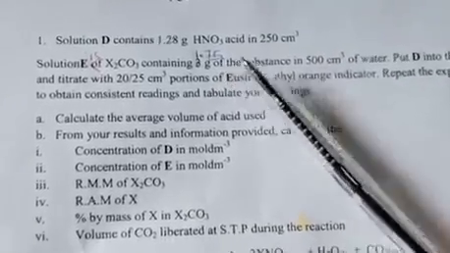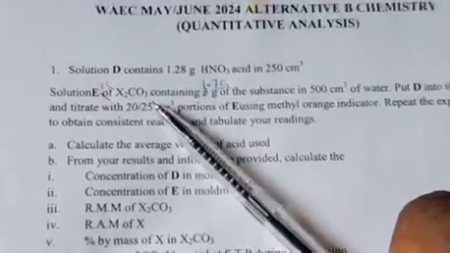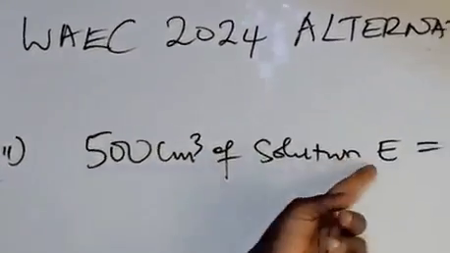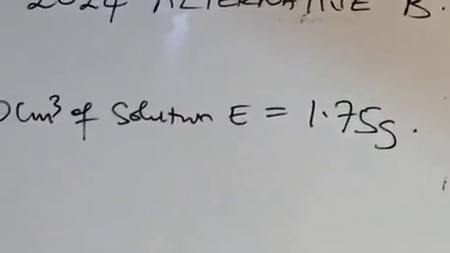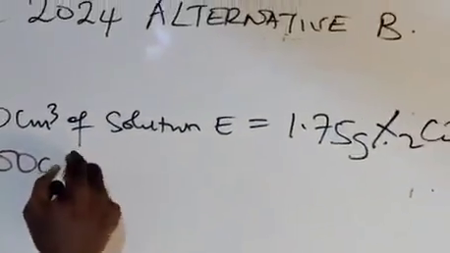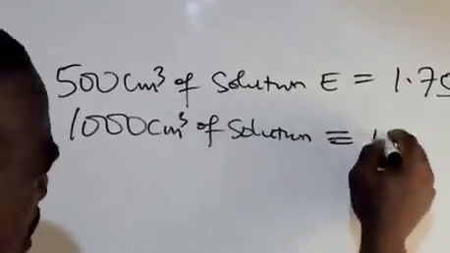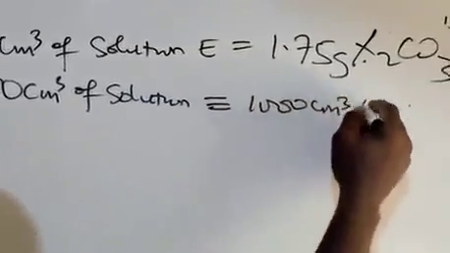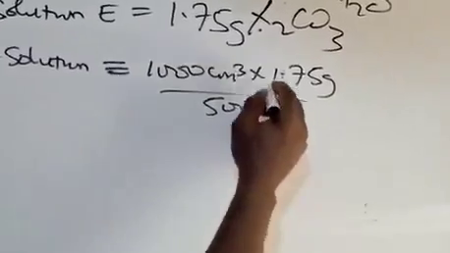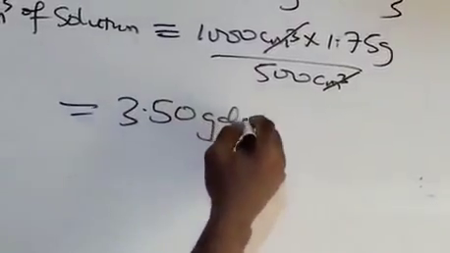So all we're going to do now is to find the mass that should be in 1000. That will become the mass concentration of S2CO3. So let's go to the board. For the instruction we have on the paper, 500 cm³ solution of E contains 1.75 gram of S2CO3. So we'll find the mass in 1000. That becomes the mass concentration, or the concentration in gram per dm³. It will now contain 1000 cm³ times 1.75 gram over 500. So when we solve this, cm³ cancel, and we're going to get 3.50 gram per dm³.